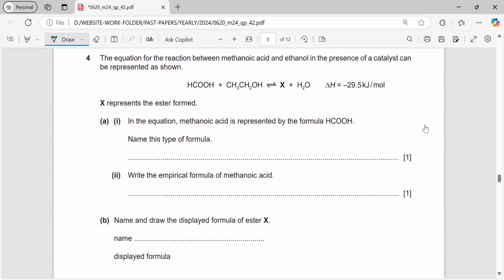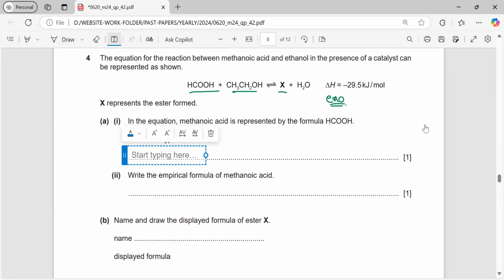Okay, next question. The equation for the reaction between methanoic acid and ethanol in the presence of a catalyst can be represented as shown. So we have here methanoic acid and ethanol giving X plus water. Delta H is given, which is minus 29.5. It means that the forward reaction is exothermic. X represents the ester. In the equation, methanoic acid is represented by the formula HCOOH. Name this type of formula. Now, this formula is called structural formula.